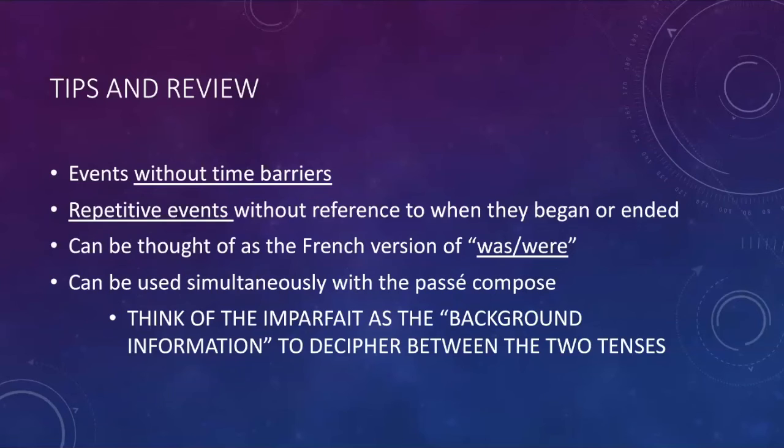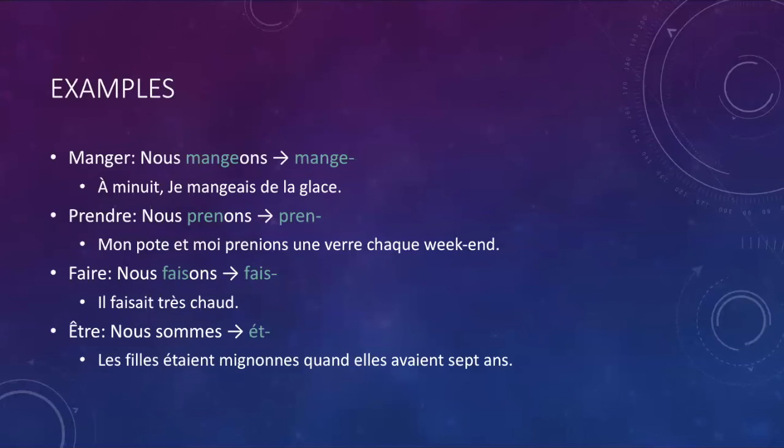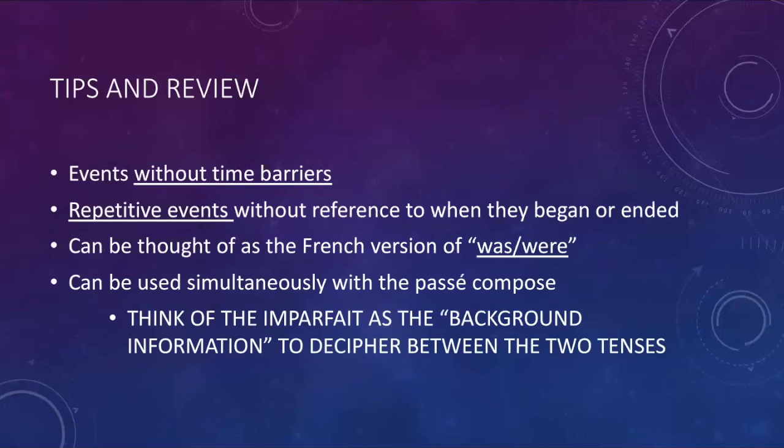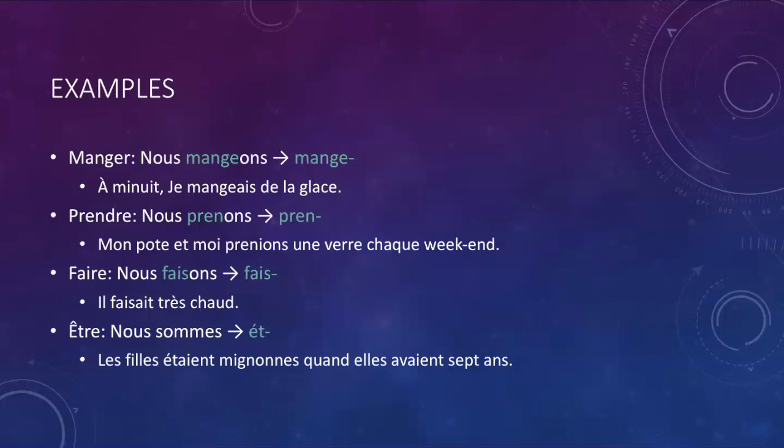Okay, repetitive events without reference to when they began or ended. These are those habitual actions I was talking about. So let's go back. Chaque weekend, every weekend, habitually happened in the past every weekend. So, like right here, we use the imparfait. And remember that this can be thought of as the French version of "was" or "were." All right, let's go back. At midnight, I was eating ice cream.